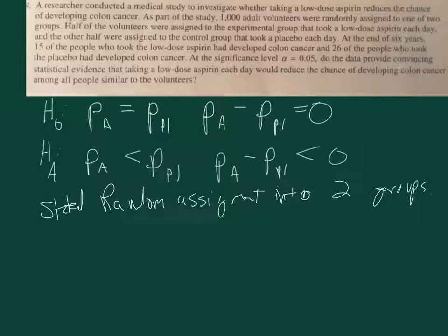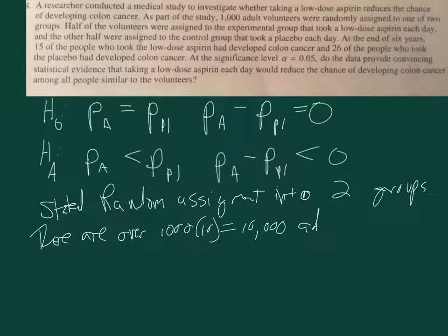Independence. There are over 1,000 times 10 equals 10,000 adults to choose from. Therefore, independent.